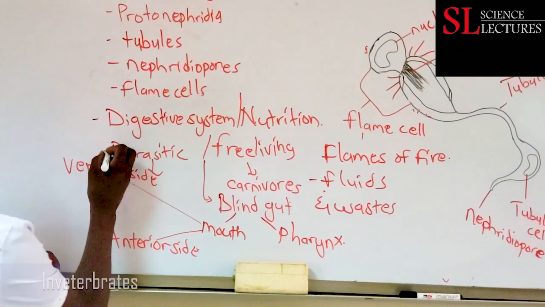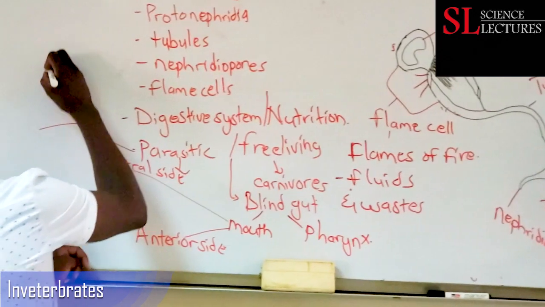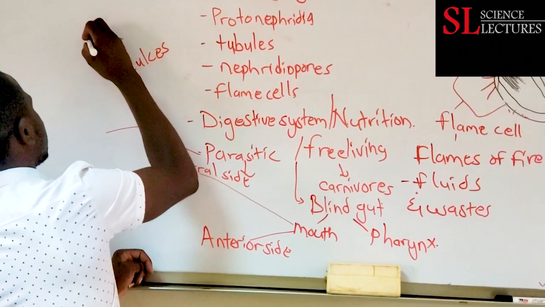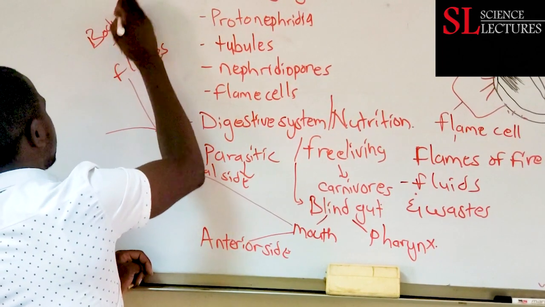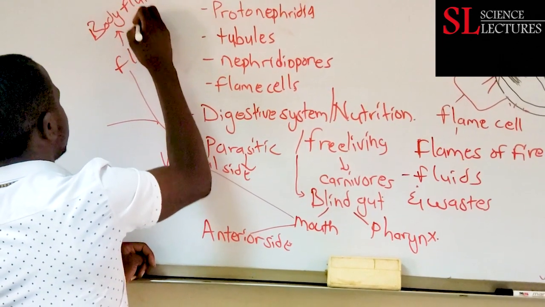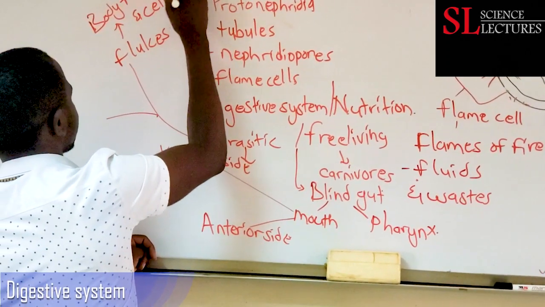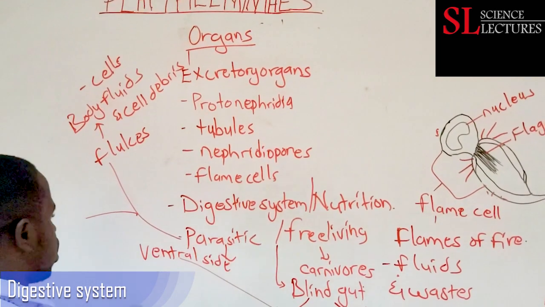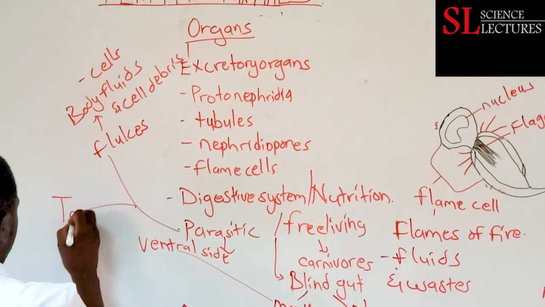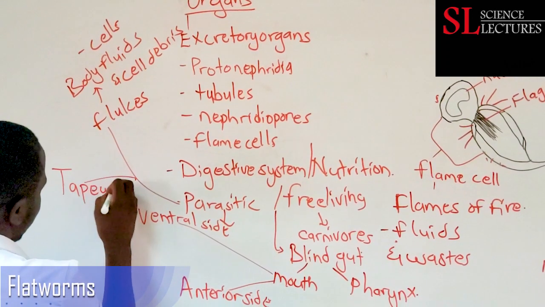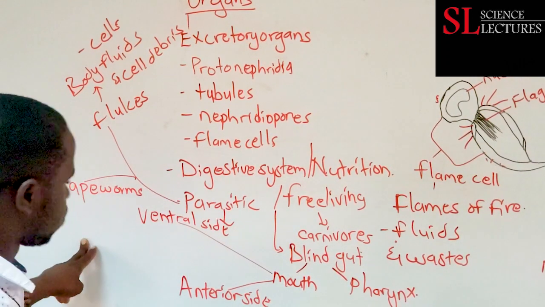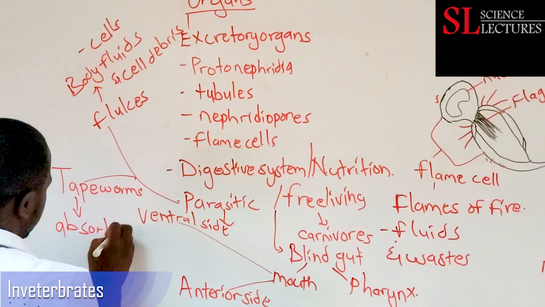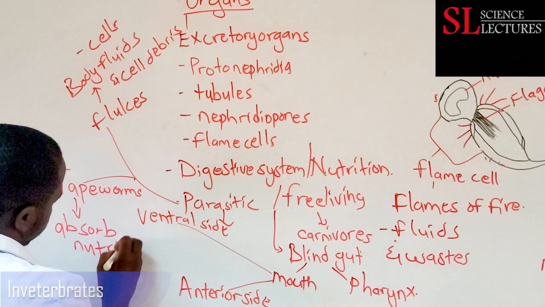Then for the parasitic ones, we have two forms. We have the flukes. These flukes feed on body fluids and cell debris. In fact, sometimes they can even feed on the host's cells. Then we have tapeworms. These tapeworms have no digestive system. So they absorb nutrients directly from the host.